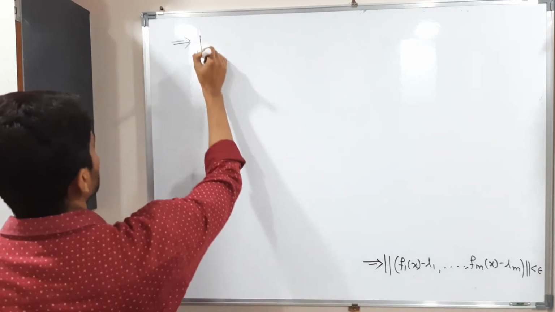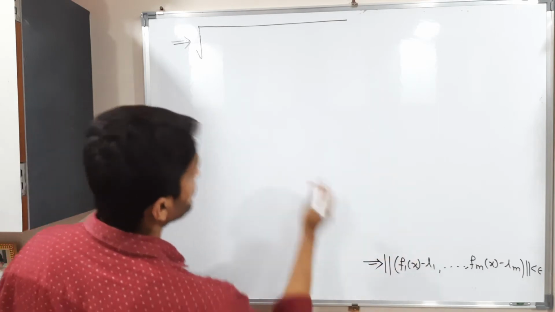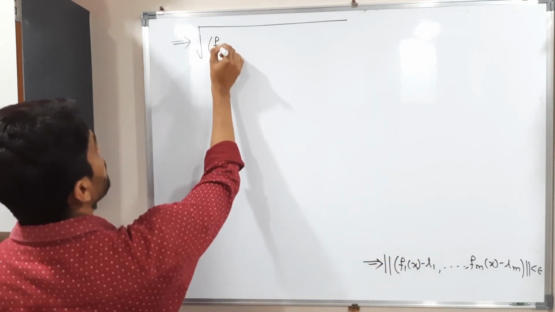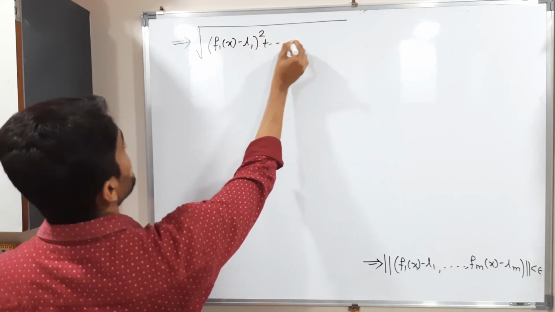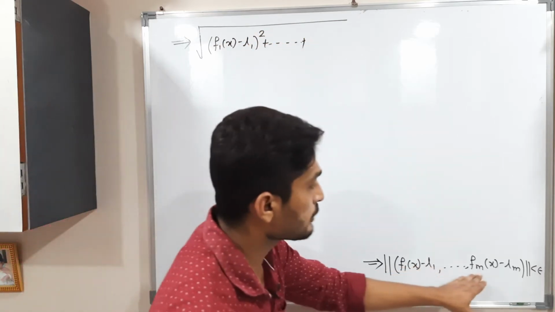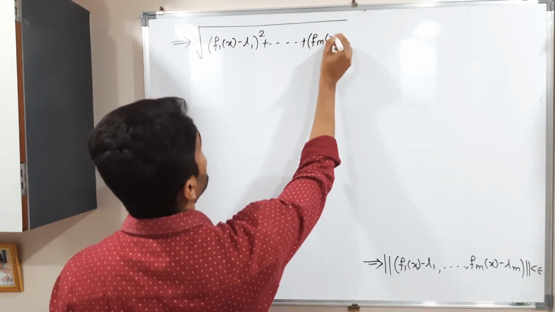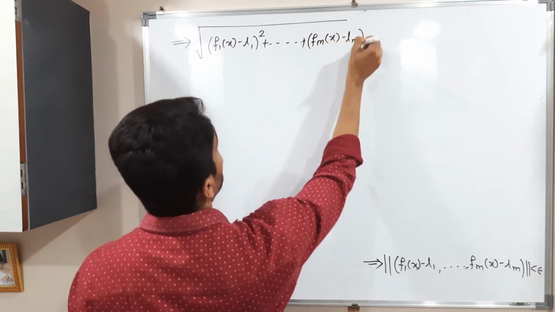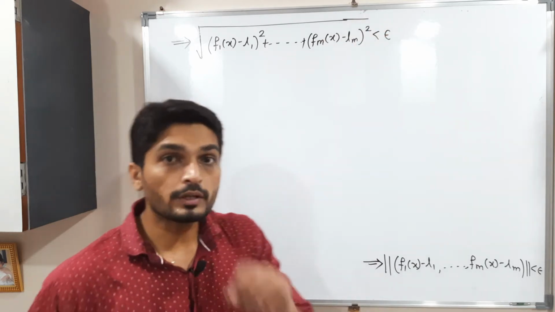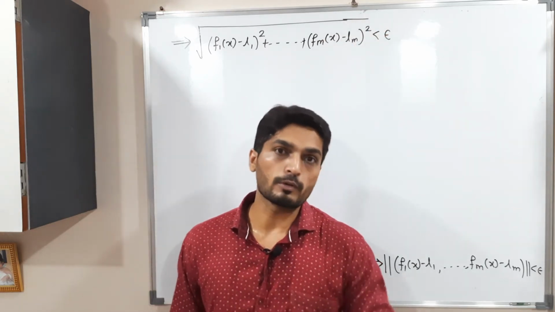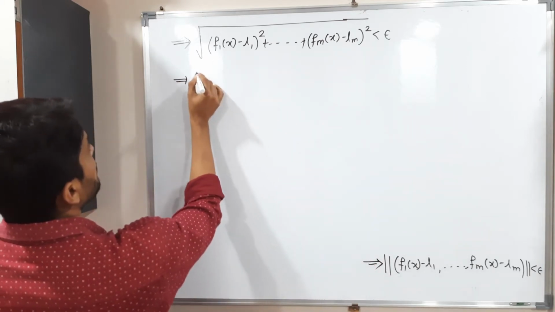Square root of first component, that means (f1(x) − L1)² plus and so on. So the last component I can consider (fm(x) − Lm)², and this is less than epsilon. So to remove the square root, I will take the square of both sides. If you take the square of both sides, what will happen? See, the square root will vanish.